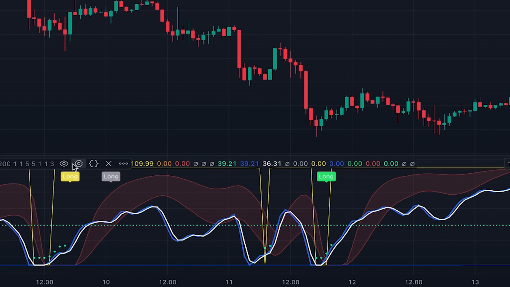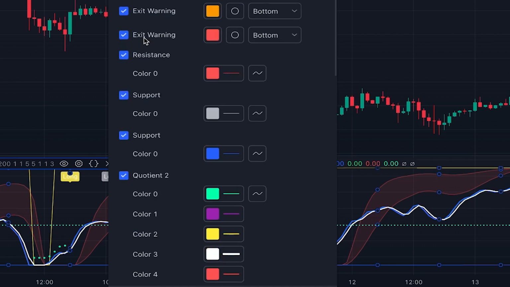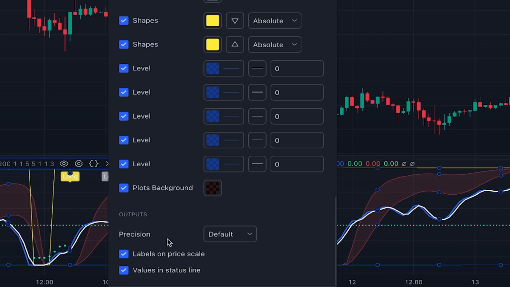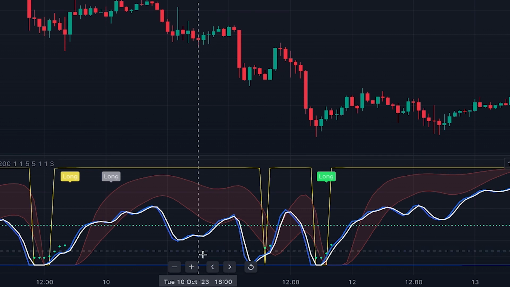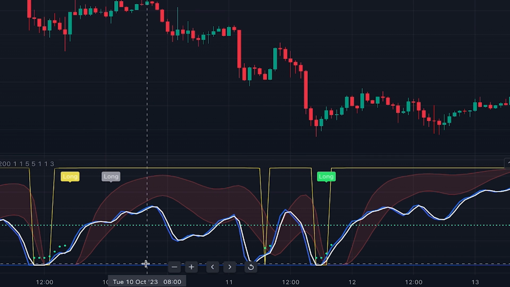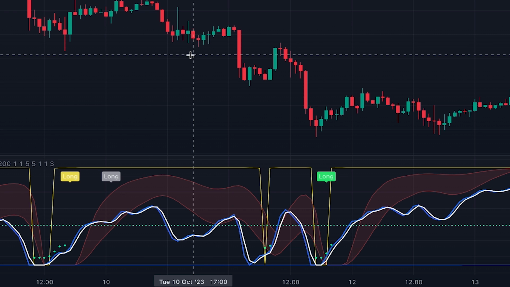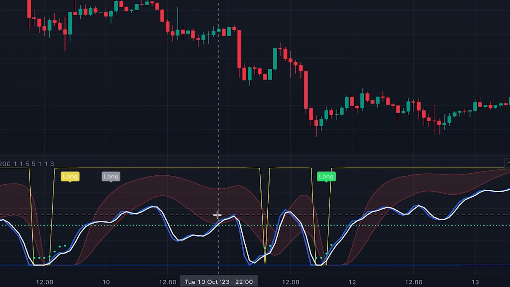Let me, in the settings here in the style tab, remove the values in status line here by unchecking this, so we can better see this yellow line. This yellow line is resistance line, and this blue line is support line. Not a support and resistance for the price, but support and resistance here for this indicator, and it has its use case here in this indicator for entering a long or short position, which I'll explain later.